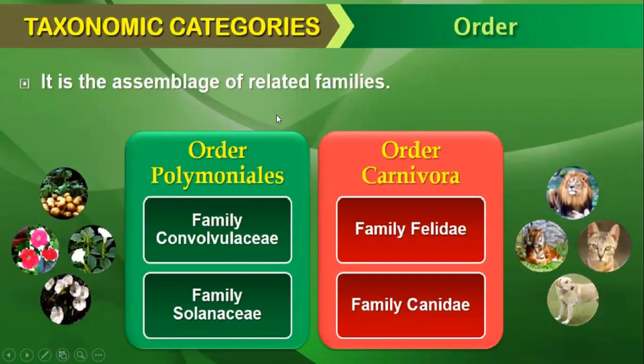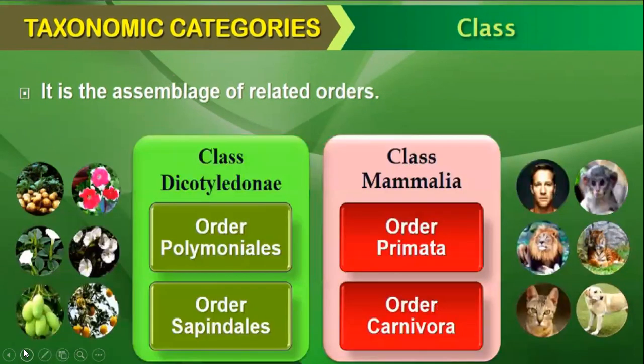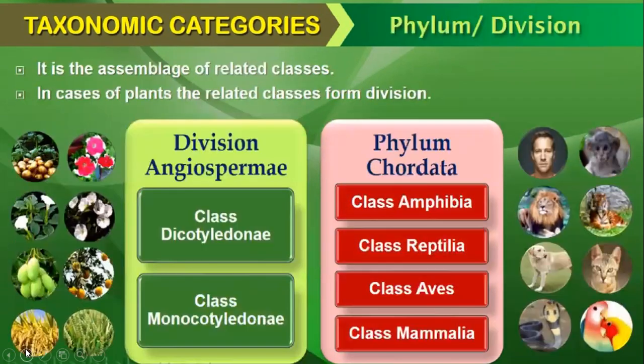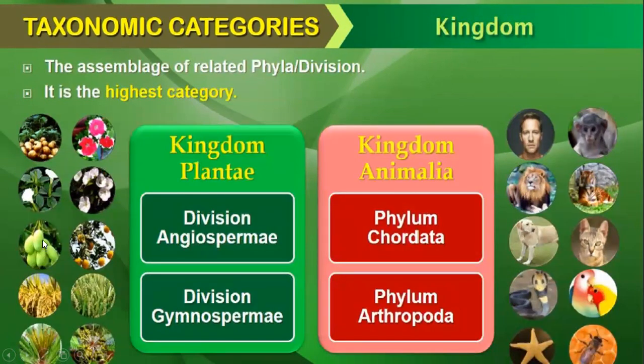Order is an assemblage of related families. Family Convolvulaceae and family Solanaceae together form the order Polymoniales. Order Carnivora includes family Felidae and family Canidae. Is that clear? Class is an assemblage of related orders. Class Dicotyledonae, class Mammalia. Phylum in animals, and in plants related classes form a division. Division Angiospermae; phylum Chordata includes classes Amphibia, Reptilia, Aves, Mammalia. Is that clear? All these are very basic and you just need to read it.